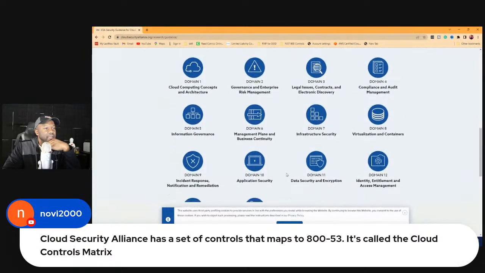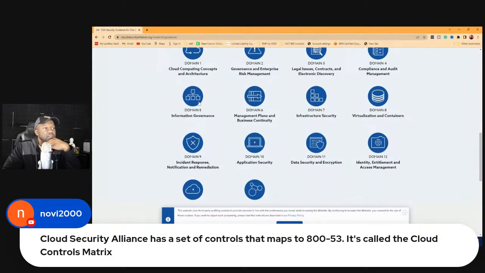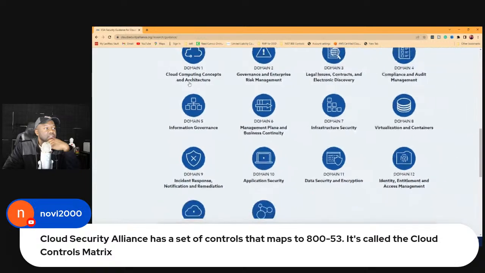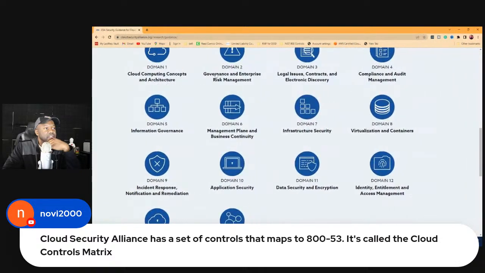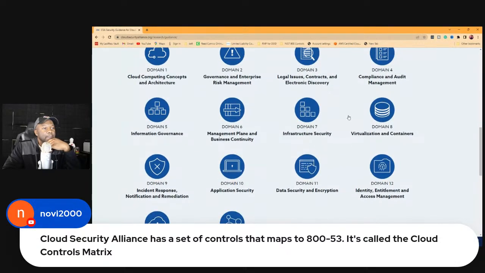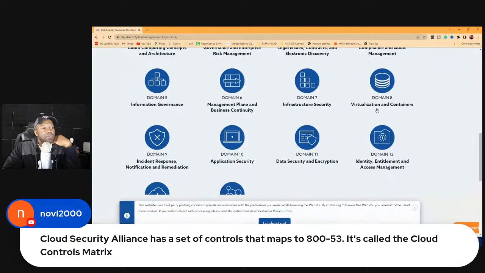It has different domains. Oh, look at this. Cool. Cloud computing concepts and architecture, governance, and cloud environment risk. Oh man, this is me right here. Legal issues and contracts. Okay. This looks like some FedRAMP stuff too. Oh, virtualization and containers. That's technical right there.